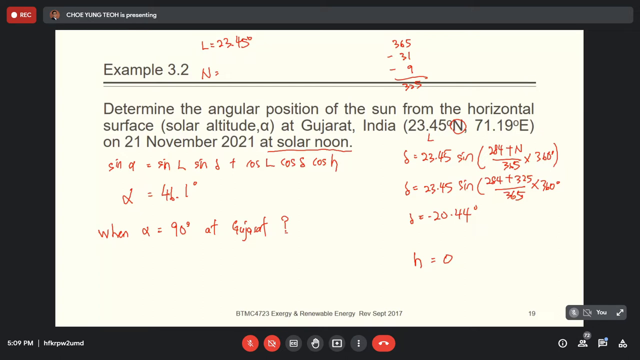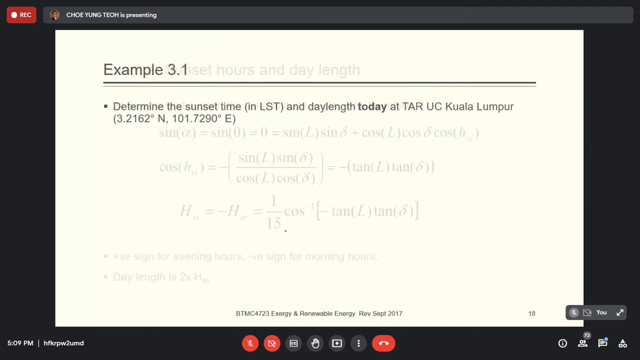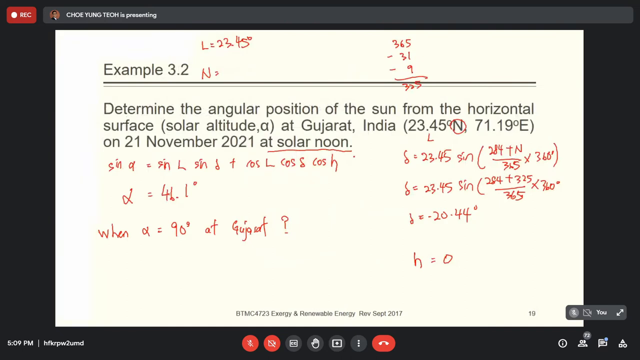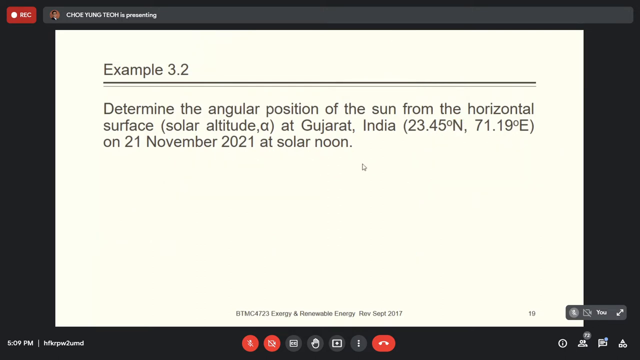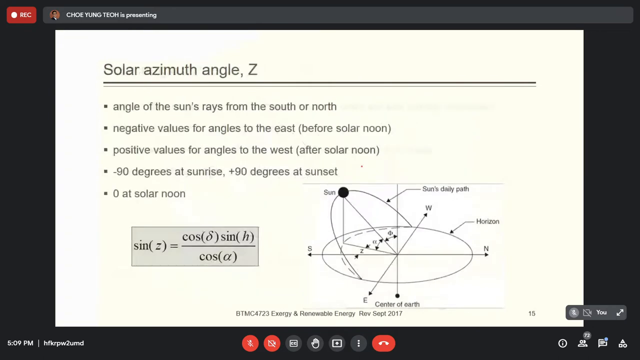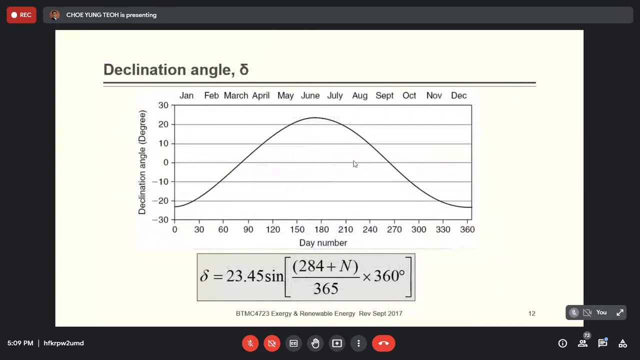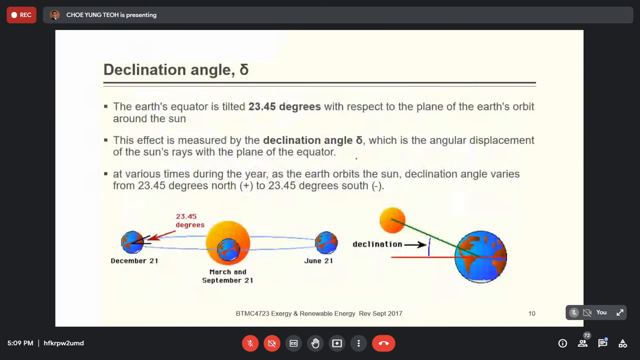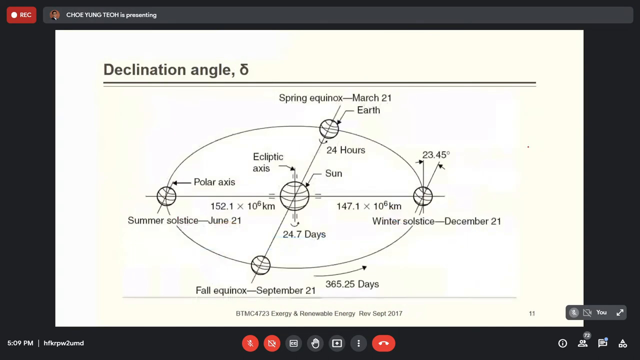So in this case, which day in the year do we have this situation? Maybe you can look back on this. You remember the location of Gujarat: Gujarat, India is located at 23.45 north. So we go back to this movement of the sun. Which one is easier? Okay, maybe I draw a bit. Let's say this is the north-south axis. The middle line is the equator.